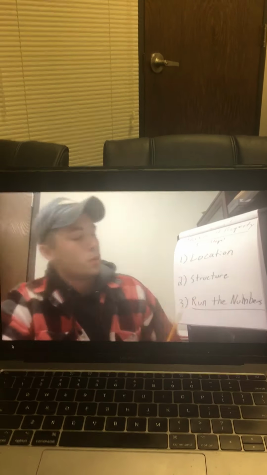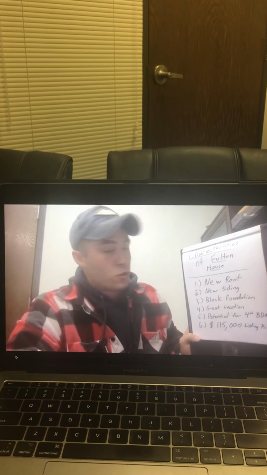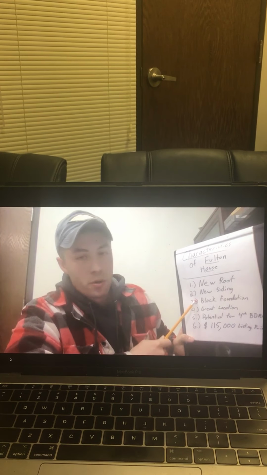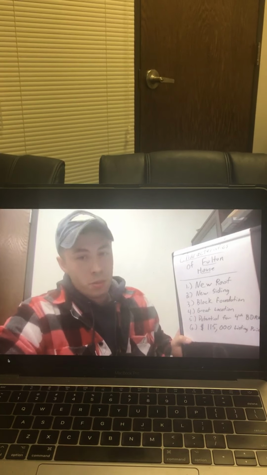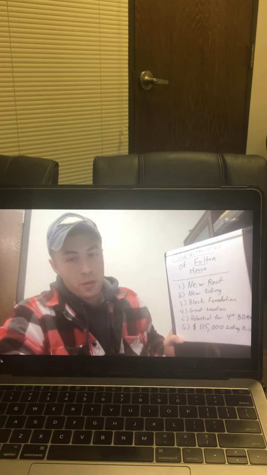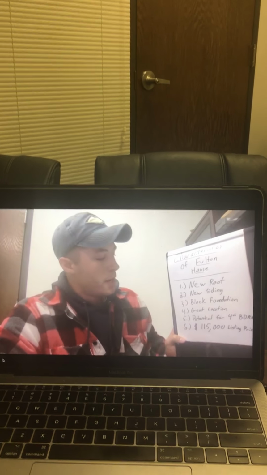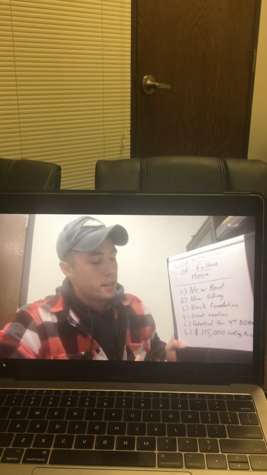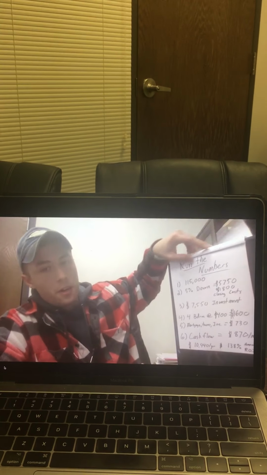So before we run the numbers, we got to look at the characteristics of Fulton Street and why it was good, right? This goes back to the structure. So it had a new roof, it had new siding, it had block foundation as opposed to sandstone. It was in a good location right across the river from Phoenix Park and the Light Bridge. And then it also had the potential to have a 4th bedroom for extra rent, right? Because student rentals, they rent out by the bedroom. And then probably the best of all was that it was only listed for $115,000, which is considered cheap for student rentals in the area.